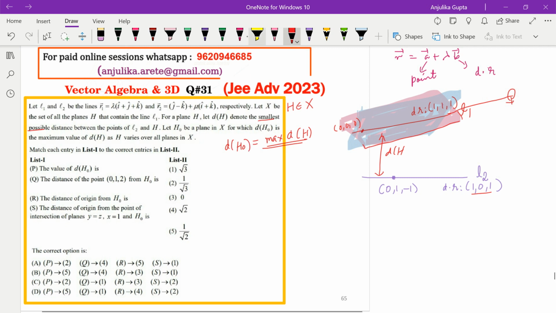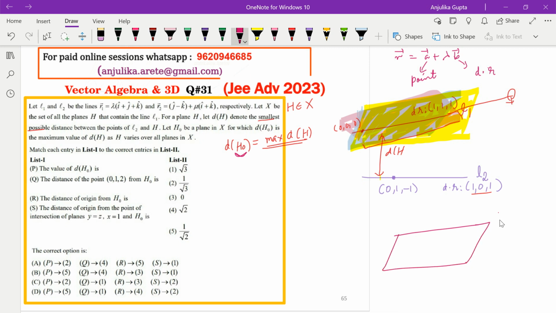What do you think? When do you get the maximum distance between the line and all these planes? The plane would be parallel to that line, then only you will get the maximum distance. That means the plane looks like this, parallel to that line. Now once you know that the plane you are looking for, H naught, is parallel to this line, can you find the equation of that plane? Let's do that. So this is the plane you're looking for. We are calling it H naught.